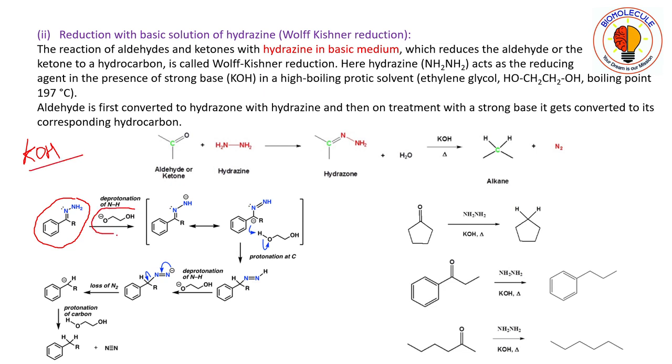Now the conjugate base derived from ethylene glycol is much stronger than KOH. This KOH takes up one proton from ethylene glycol, and we get the conjugate base of ethylene glycol, and this conjugate base is much stronger than KOH. Now this takes up a proton from nitrogen, so it gets converted to ethylene glycol again. This molecule, taking up the proton from nitrogen, gets converted to ethylene glycol.